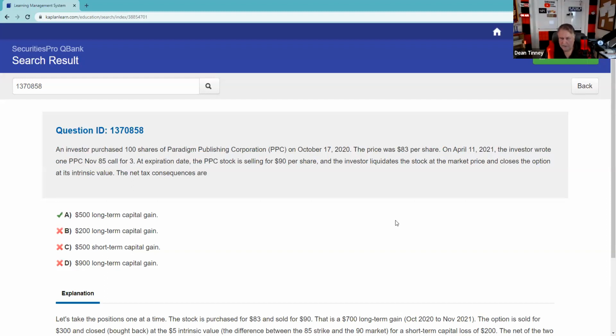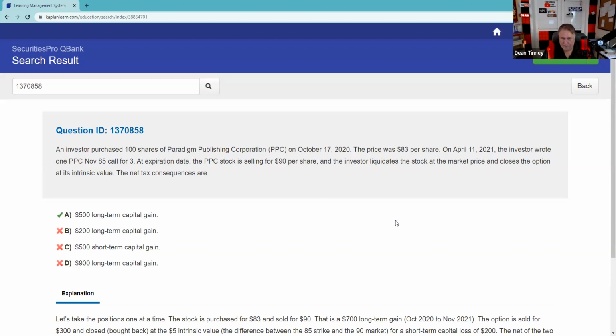On April 11th, 2021, they wrote the call. So they didn't write the call at the same time. They wrote the 85 call for 3. At expiration date, PPC stock is trading for 90. This is the disadvantage of a covered call. Your gain is capped. You don't participate past the strike price.